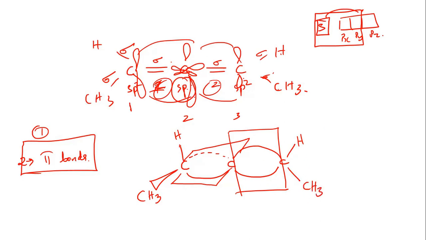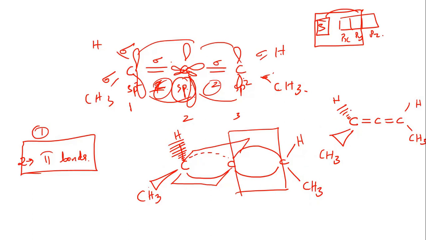But this guy, H goes into the plane, and CH3 comes out of the plane. So C, H, CH3, double bond C, double bond C, and C and CH3. This is how this molecule is actually present in real life.